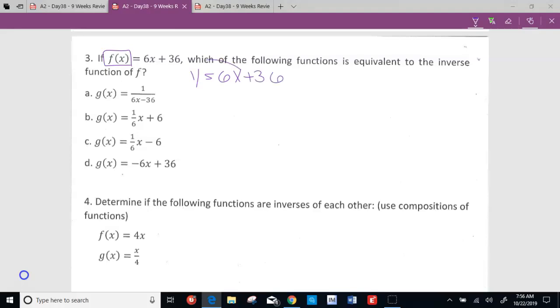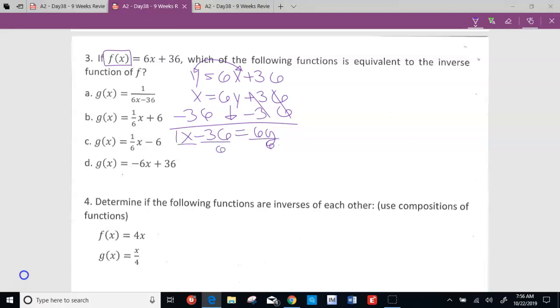Then the inverse tells me to switch both of these variables. So I get x equals 6y plus 36. Now isolate your y, get the y by itself. I'll subtract 36 from both sides. And I get x minus 36 on the left equals 6y, because these 36 cancel out to 0. Now I divide every single term by positive 6.